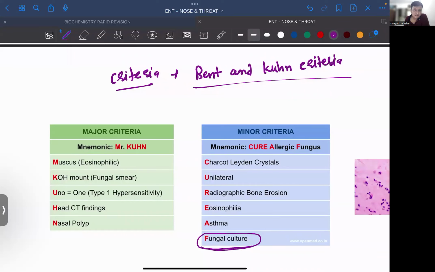It is minor criteria. Fungal culture is a minor criteria. KOH mount we use as a screening test to diagnose fungal infection, right? We can get result within the hours. So KOH mount or fungal smear is a major criteria, but the culture stand where?